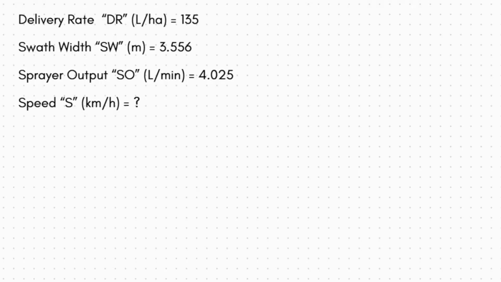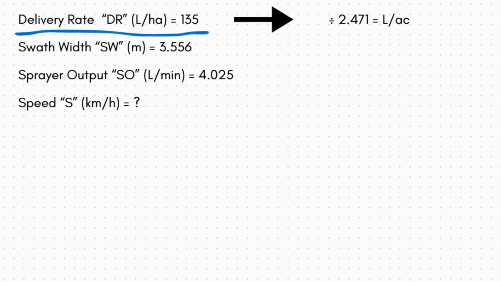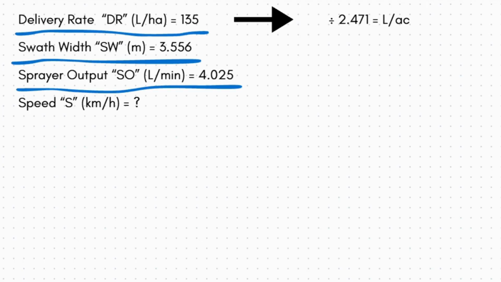Okay, so transitioning digitally now, we have our 4 variables laid out here. Beginning with the delivery rate, I've chosen to go with 135 liters per hectare, just an arbitrary number for simplicity purposes with the formula that we'll be using. If you needed to, you could always convert this into liters per acre just by dividing the number by 2.471. Next is our swath width, which, as I said, I took straight from the user manual. The manual listed it as 140 inches, which I've converted to 3.556 meters. Moving on, we have our sprayer output, which we just calculated to be 4.025 liters per minute.